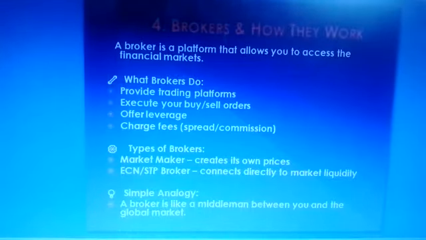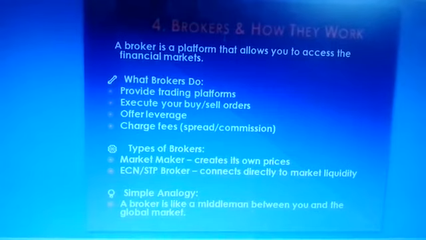On to the next, brokers and how they work. A broker is a platform that allows you to access the financial markets. What do brokers do? Brokers provide trading platforms. They execute your buy and sell orders. They offer leverage and they charge fees based on spread and commission. They don't tell you, okay, you're paying so and so amount. No, when you trade, they get their fees from the spread of whatever result you get on your trade.